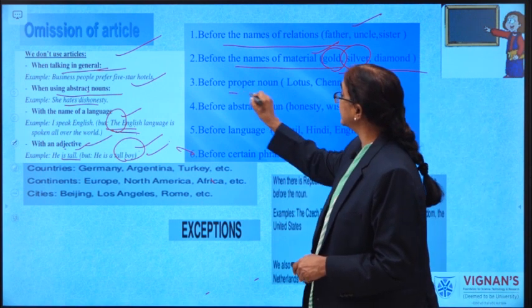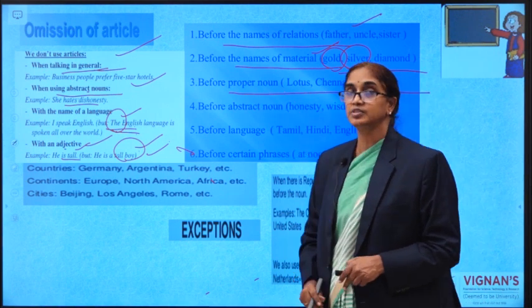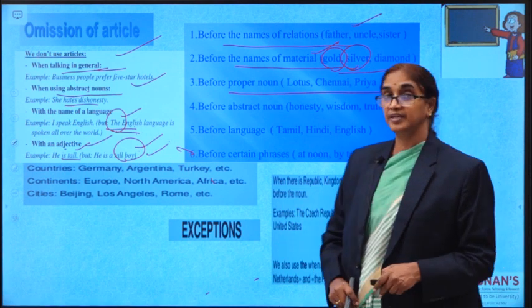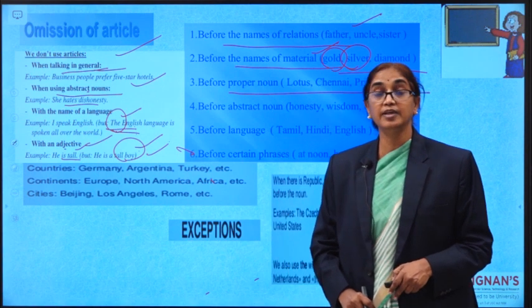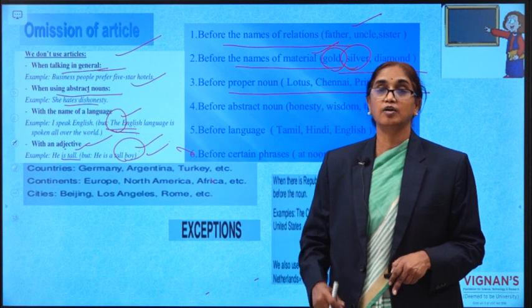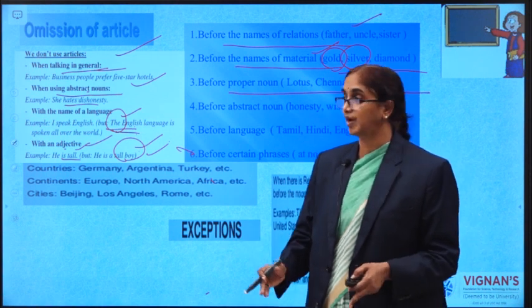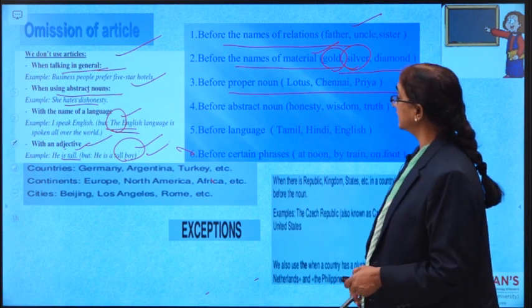Likewise, in common fashion, you don't use an article before proper nouns when you're referring to individuals, like Chennai, Priya, Lotus and so on. You may use it in a different context, but you generally don't say "I called the Satish to my party." I say "I called Satish to my party." So before proper nouns, you normally don't use an article.